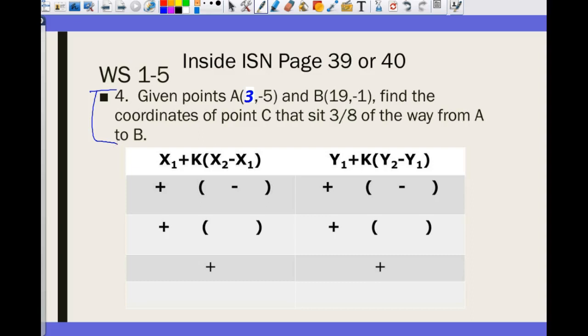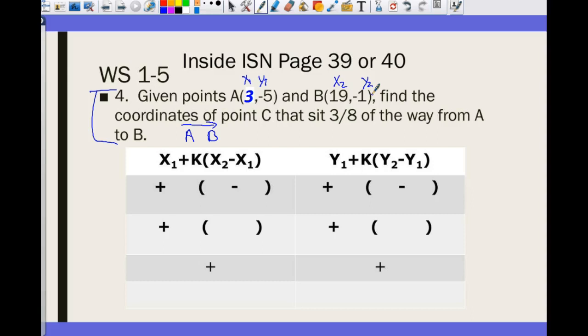First thing you need to do is label your x1, y1s, x2, y2s. In order to do that, you need to figure out which direction we're going. We're going from A to B. So your A has to be your x1, y1s. Your B's have to be your x2, y2s. Okay, that's our first step. Now we just start plugging it into the equation.